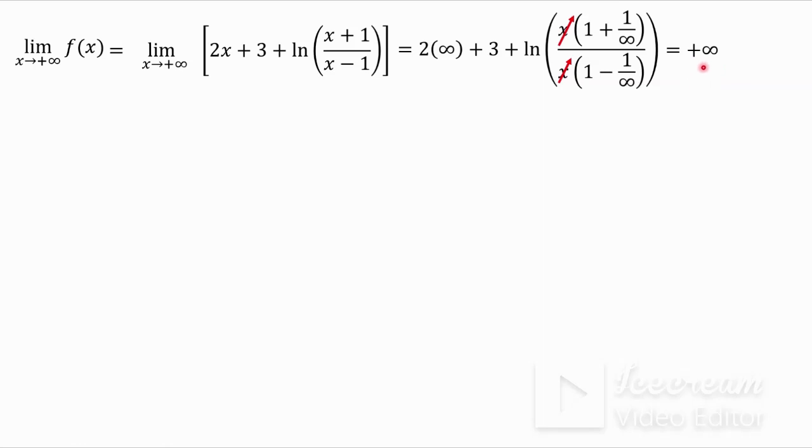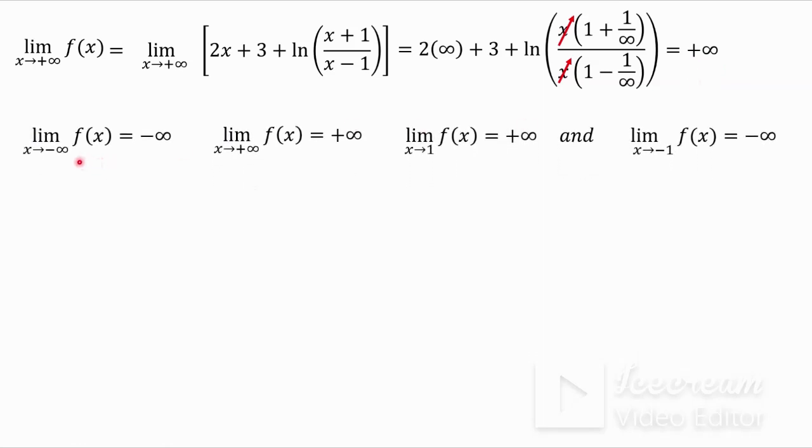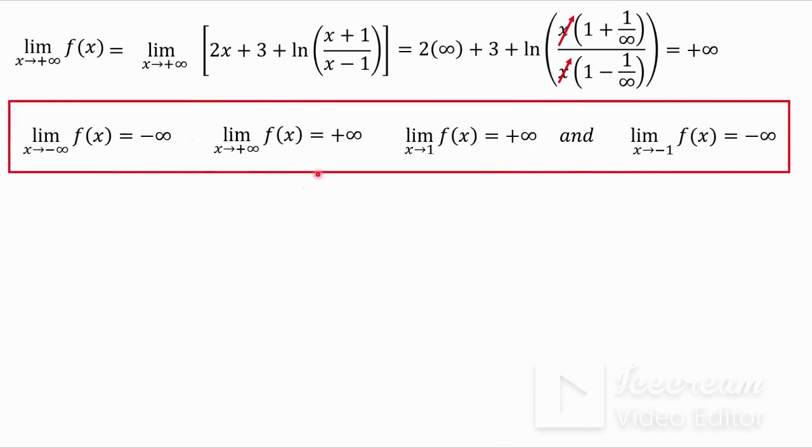We can therefore conclude that the limit of f of x as x tends to negative infinity equals negative infinity. The limit of f of x as x tends to positive infinity equals positive infinity. The limit of f of x as x tends to 1 from above equals positive infinity, and the limit of f of x as x tends to negative 1 from below equals negative infinity, which is what was being asked in the B part of the question, that is to determine the limit at the bounds of the domain.